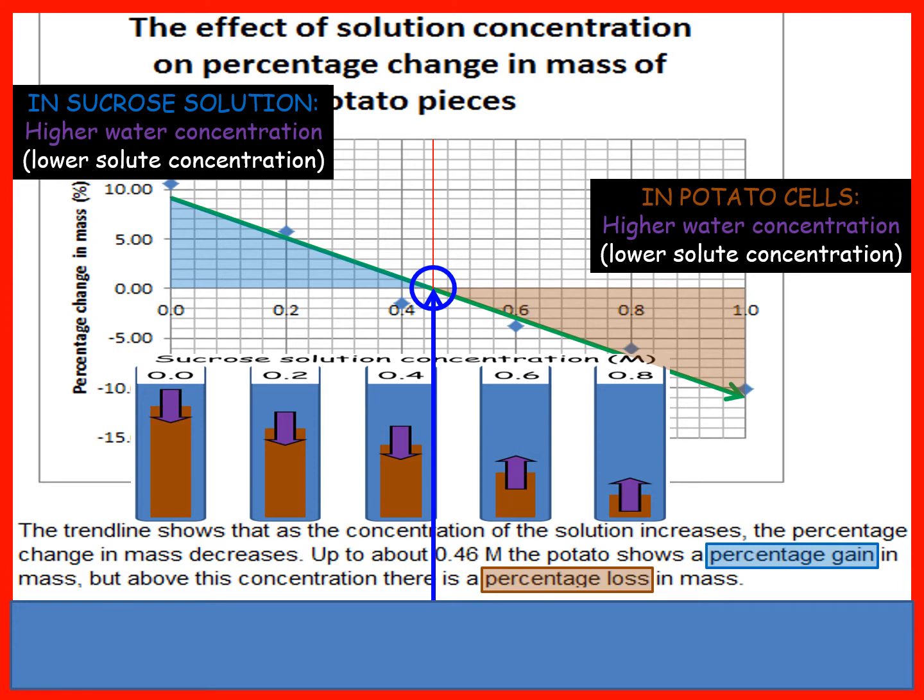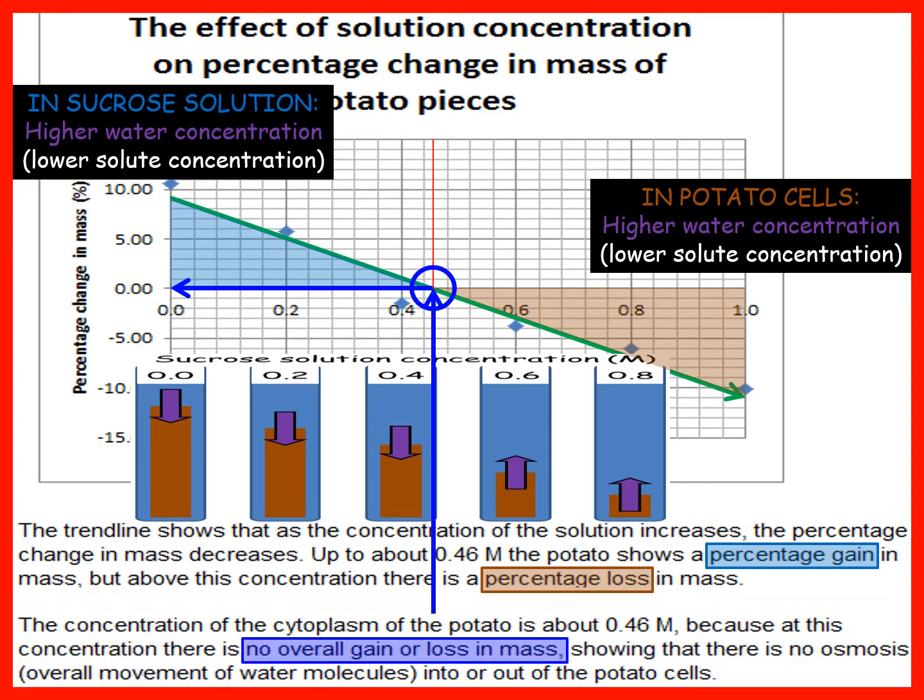And we can see at 0.46 moles, there is a 0% change in mass. Therefore, there must be no overall gain or loss in mass at that concentration. And this tells us that the solute concentration of the potato must therefore be 0.46 moles.